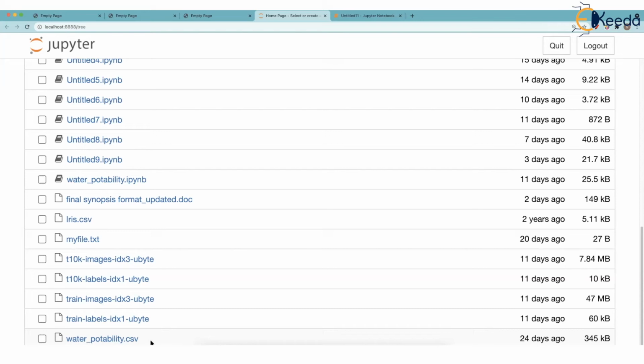If 1, then it can be used for drinking. So they have made a very good water potability file, and you can get it from Google. You can just say download water potability dataset, and it will take you to the page where you can download this file. Okay, so I have already downloaded this water_potability.csv.